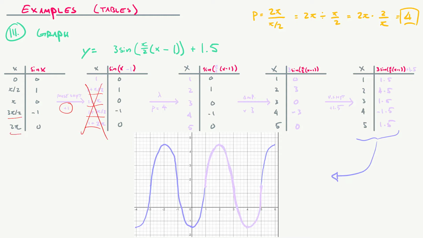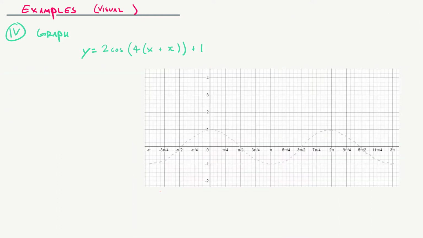Once we reorganize the period to now just be a distance of 4 units, then I just start at 1 and end at 5. And that's a really nice way to take care of the period. Amplitude, just multiplying all the y values by 3 gives me this stuff, and then adding 1.5 to all that gives me this. So here's my graph, and then I extended it in purple to the left and to the right. Now, there's a second method for doing this.